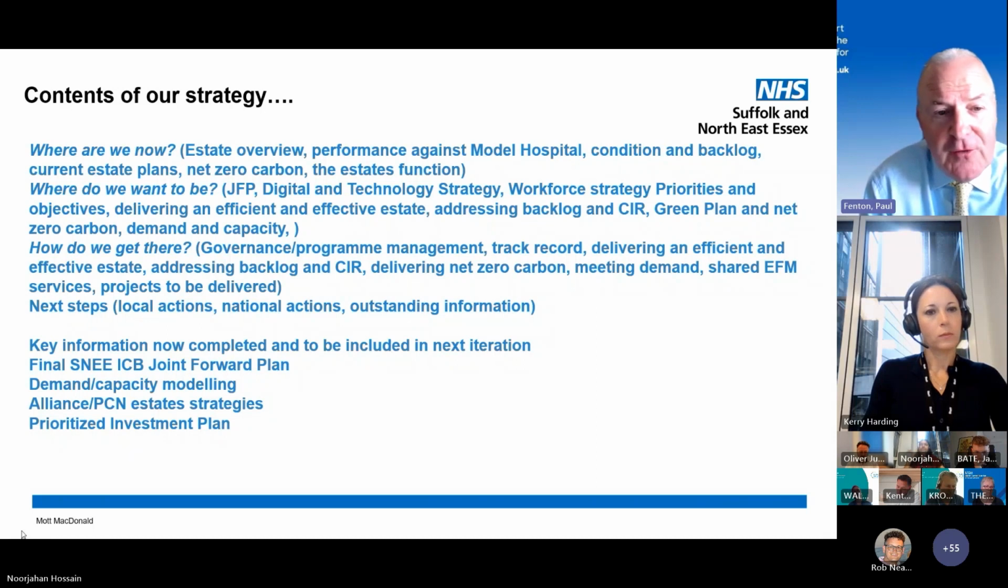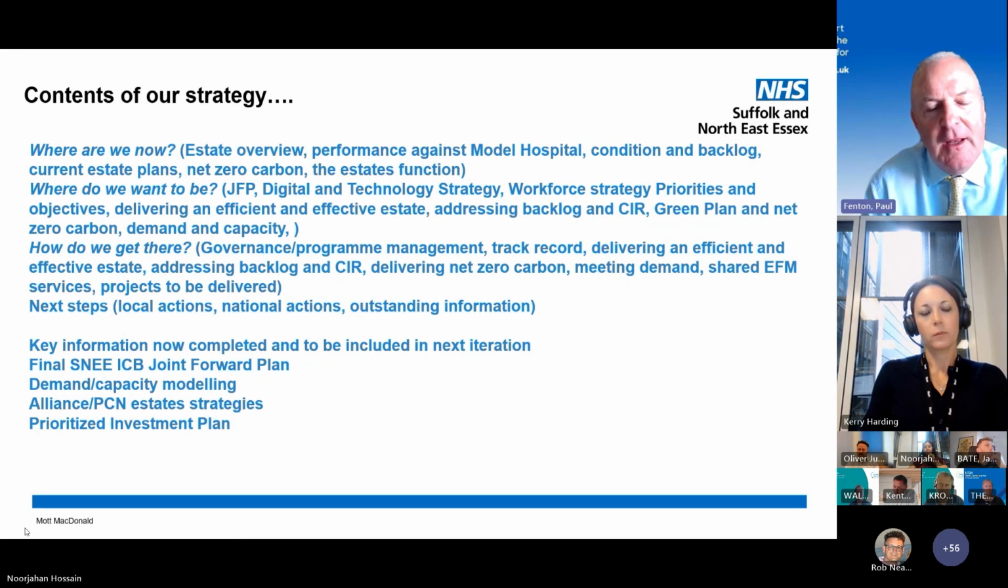The where do we want to be follows our joint forward plan over the next 5 years, the digital and technology strategy, workforce strategy, and those priorities and objectives, and of course the green plan and so on and so forth. The how do we get there is the more interesting thing. That's going to require some work, and I think that's where we're concentrating the next 6 months before we get to our final version, ascertaining what we actually need to do to get to the end point, our end goal of a sort of 20-year vision. And much of that is focused around primary care, if I'm honest.